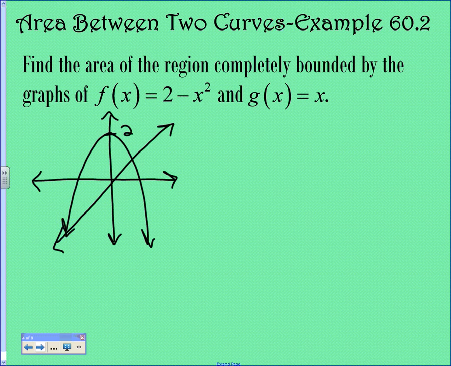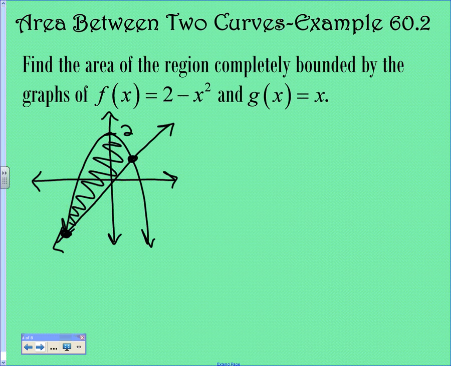So what region are we looking for the area of? It's bounded. So where do those make an area? Like just a small area in between the two? Here. Do you see how that area is in between the two graphs? Okay, so we need to find the area from here over to there.